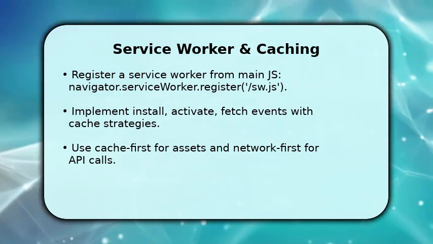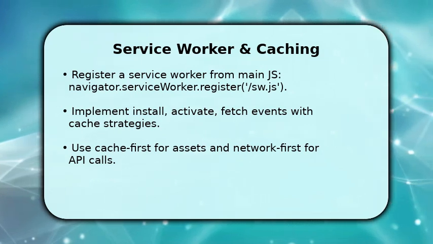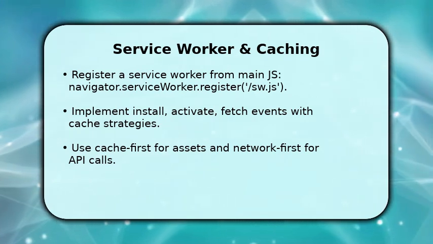In fetch, apply cache first for static assets to enable fast repeat loads. Use network first with fallback for dynamic API routes so users get fresh content when online.